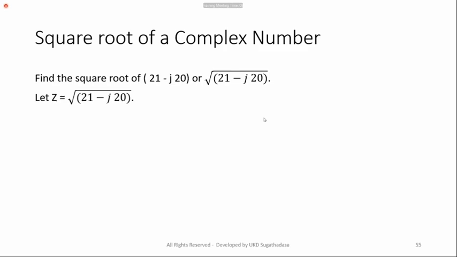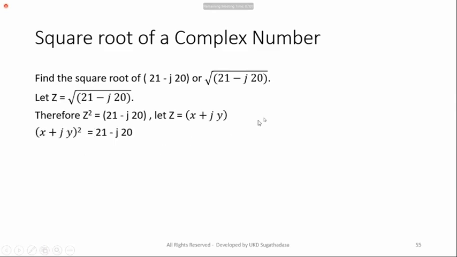Let a complex number z equal the square root of 21 minus j20. You have to start from this line. Then you can take z equals x plus jy, then take the square on both sides and simplify. When you finish, you can give your answer. The next line is z squared equals 21 minus j20. Then you can take z equals x plus jy, and the remaining part you will be able to continue.